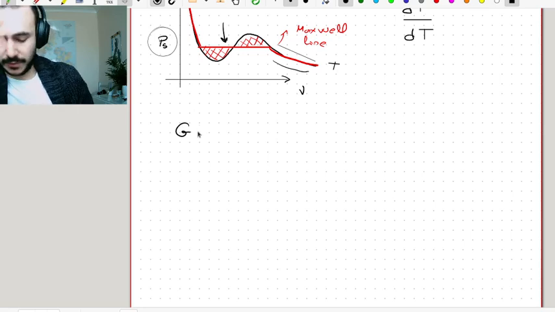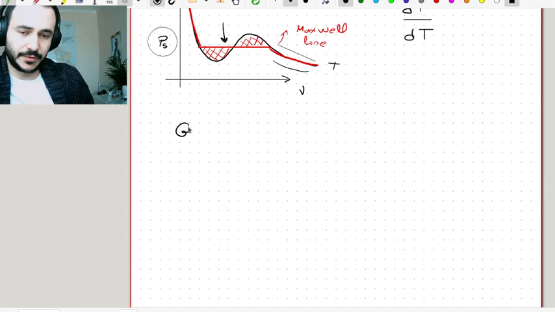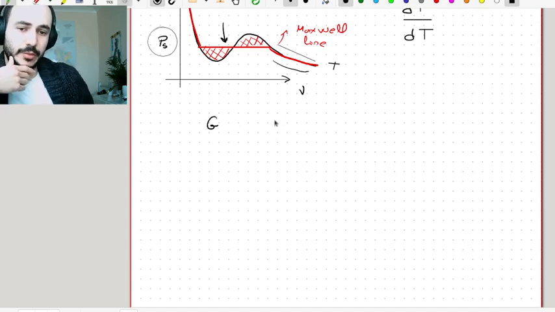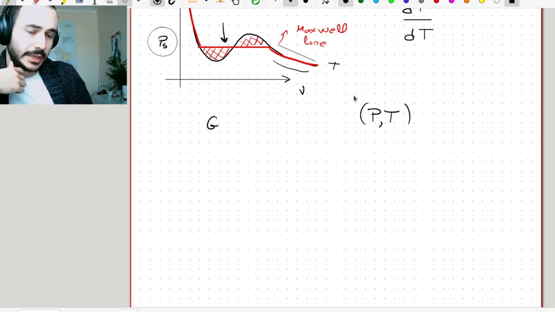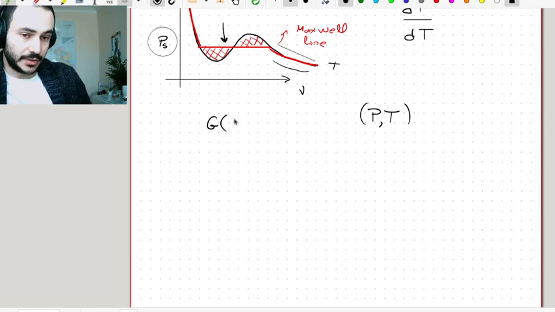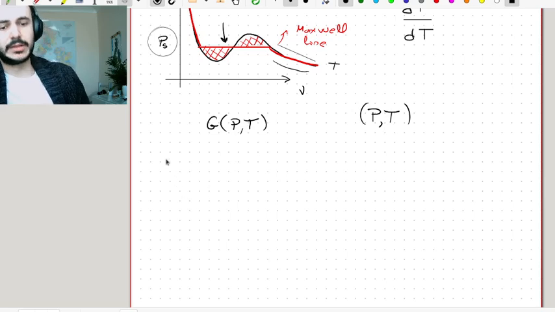To find that, we are going to use the Gibbs free energy. This should be a reasonable choice of thermodynamic potential, because we are dealing with a process in which pressure and temperature are fixed. While we are moving along the Maxwell line, the pressure is fixed at the saturation pressure, and because this is an isotherm, the temperature is also fixed. Remember that the natural variables of the Gibbs free energy are precisely pressure and temperature. So this is the most reasonable choice of thermodynamic potential to deal with this problem.